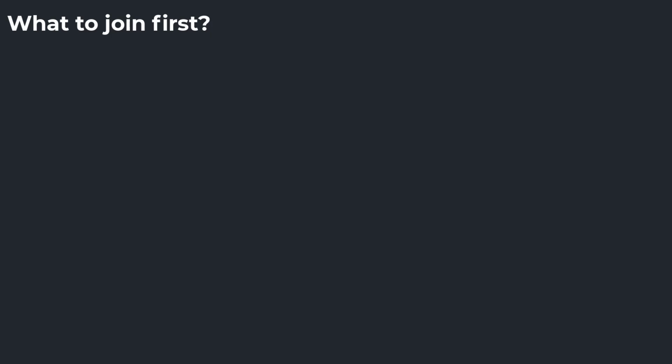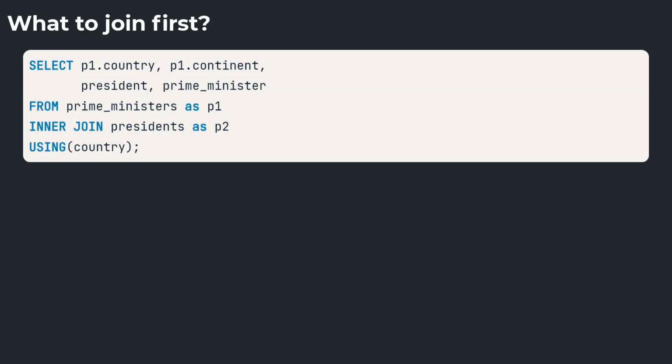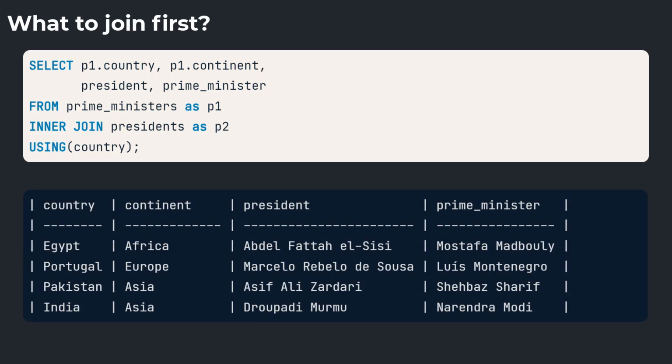Let's apply the new syntax we have learned to our world leaders example. We can begin, as before, with an inner join of the presidents and prime ministers tables, using our aliasing skills to shorten the length of the query. Recall from our first lesson that the result set of this join was a combined table showing countries with both a prime minister and a president.